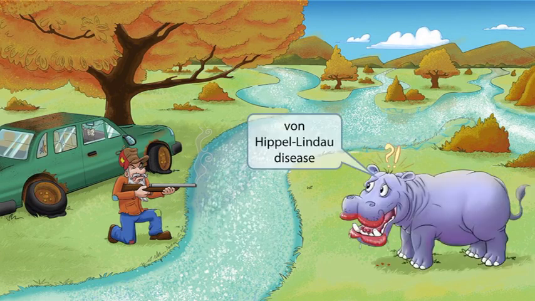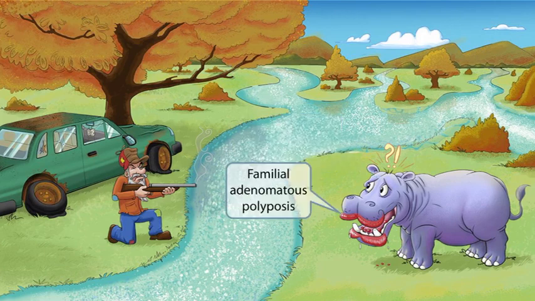Next, notice that he's hunting this hippo. He's pretty desperate for food because it's obviously pretty shady for this guy to be hunting hippos. But he doesn't seem to care too much. He's determined to get himself some hippo meat. The hippo should help you remember von Hippel-Lindau disease. Also notice that the hippo has very prominent and swollen lips. The word lip is in polyposis, so this refers to familial adenomatous polyposis.